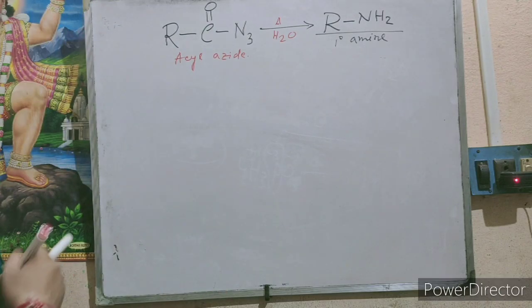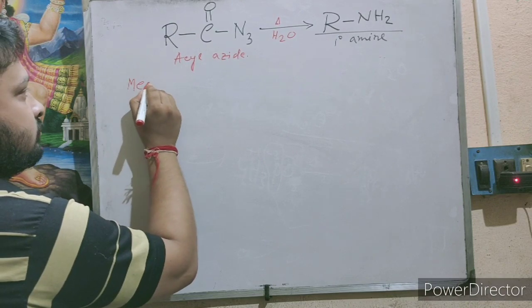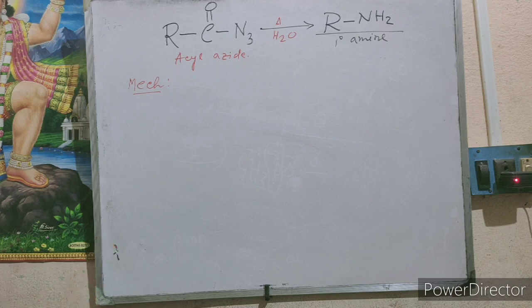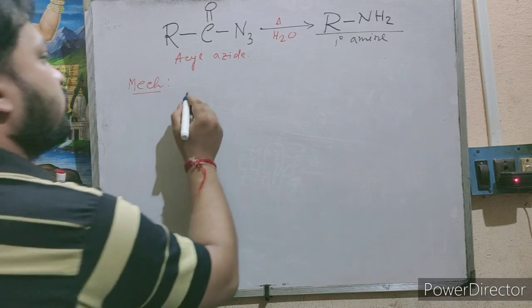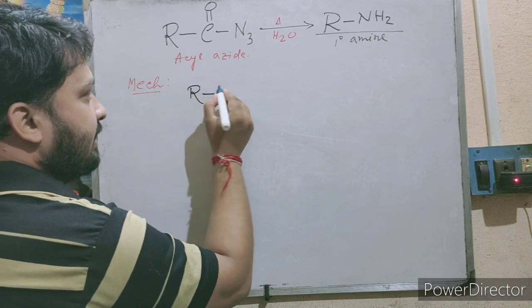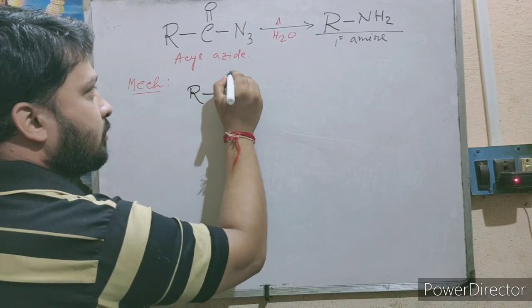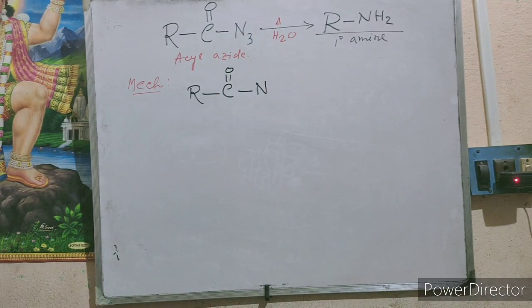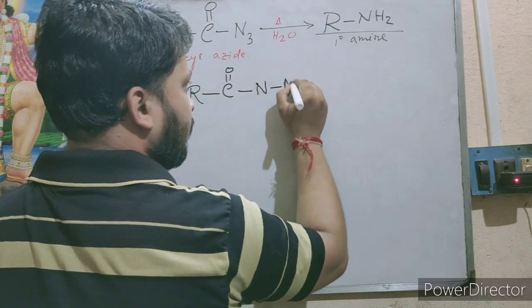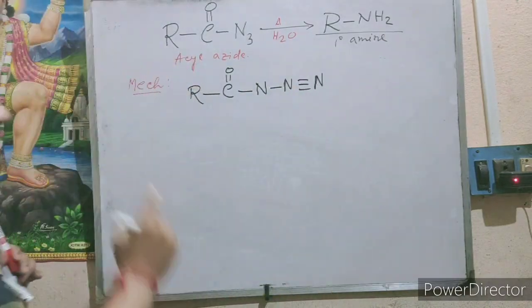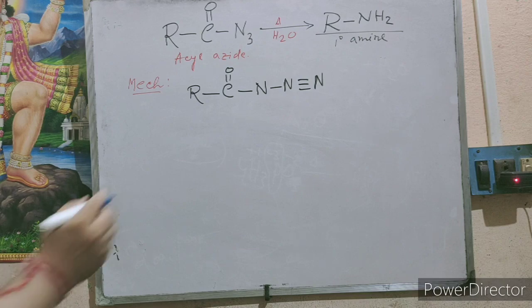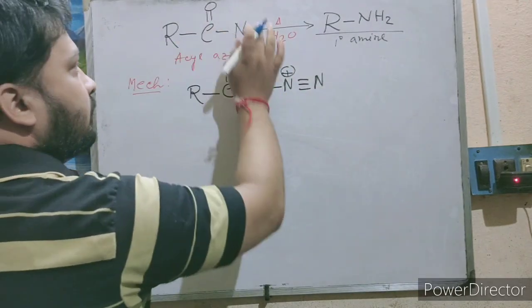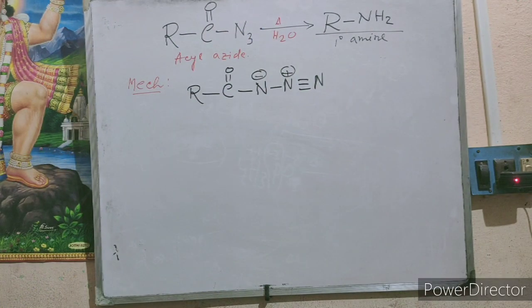So let's start its mechanism. What is the mechanism? Firstly you write this compound in its form, that is R C double bond O bond N3. So you can write this N3 in this way, where this N gives you minus and this N gives you plus. So this is the form of this acyl azide.